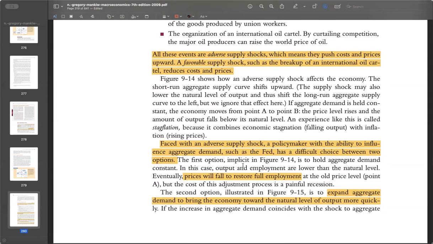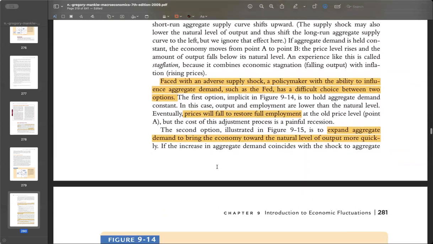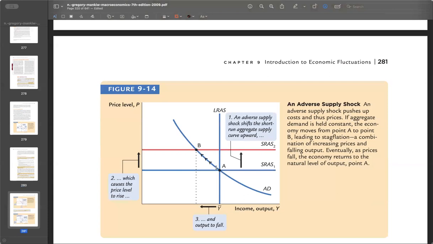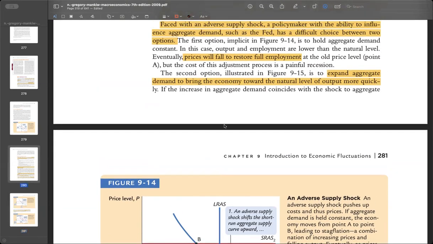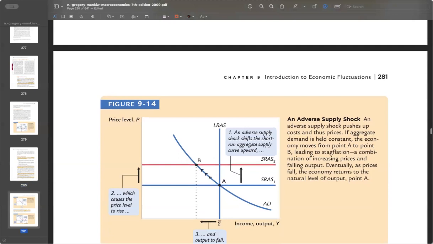So there are two options. The first is to essentially wait for the long run. Let's look at 9-14. Here, there is an adverse supply shock upwards, and then output will go down, and prices will also rise. So you're moving along the aggregate demand curve, from A to B in an adverse supply shock. The first option is simply to wait, because as the supply shock attenuates and disappears over time, you will return from B to A normally, and the supply curve will shift down because Y is less than Y bar, and that process will continue until Y equals Y bar, and you're back to A. Prices will fall to restore full employment at the old price level. But of course, the cost of this is that you have to endure output that's less than Y bar.